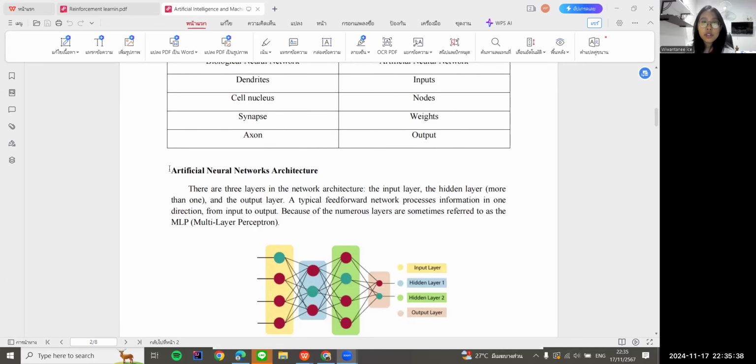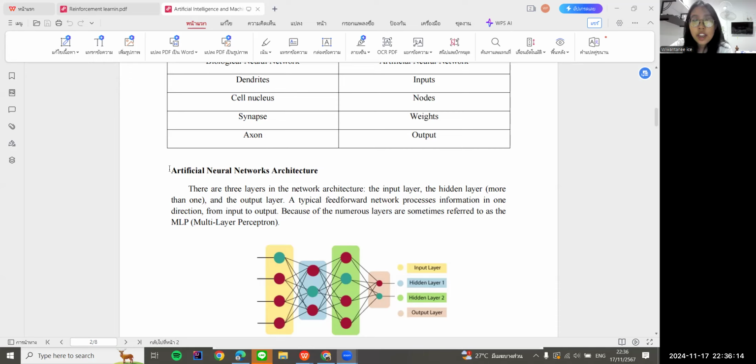So the artificial neural network architecture has three layers. The first layer is the input layer. The input layer is the layer of the network that receives raw data into the system, such as image, number, and text data. The number of nodes will be equal to the number of features in the data; for example, an image has 784 features in the input layer.